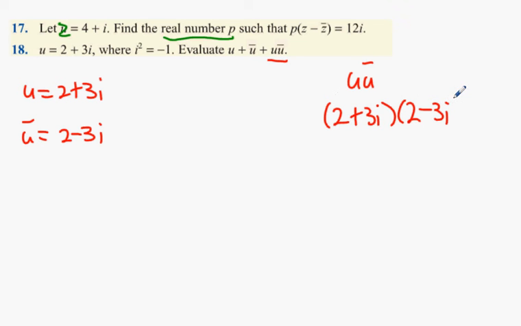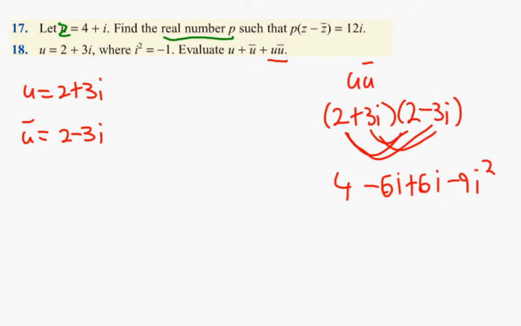Okay, after that, guys, what happens next? 2 by 2, 4 minus 6i plus 6i minus 9i squared. What is minus 9i squared? Minus 9 times minus 1, which is plus 9. What's 4 plus 9? 13.